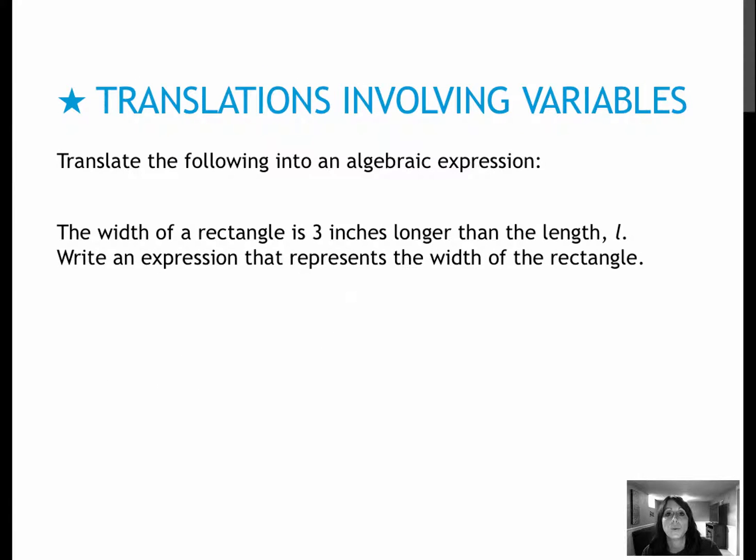Try this one on your own, then press play to see how you did. In this example, I have the width of a rectangle that is 3 inches longer than the length, and they're telling me to use L for length. They want now an expression that represents the width. So if the width is 3 inches longer than the length, then I would take L plus 3. The length plus 3 would be the width.